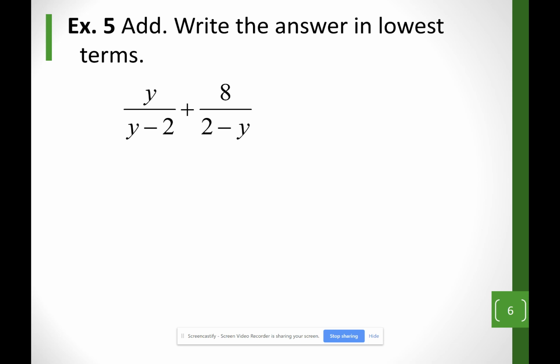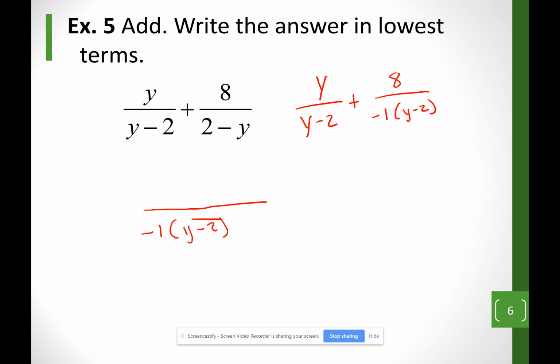Now here, looking at the denominators, y minus 2 and 2 minus y, let me rewrite this as y over y minus 2. I'm not going to do anything to the first one, plus 8 over negative 1 times y minus 2. We talked last time that for 2 minus y, if we factor the negative 1 out, it becomes y minus 2. All right, so now here, my least common denominator will be negative 1 and y minus 2.